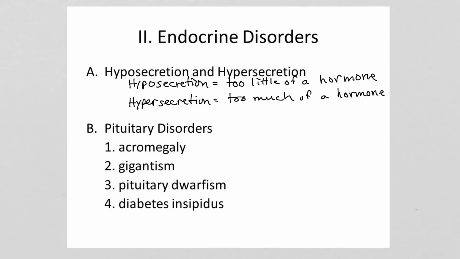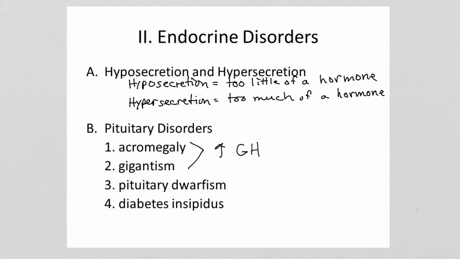For our rundown of the disorders based on their location, we'll begin with the pituitary disorders. The first two on the list are acromegaly and gigantism. These are both due to an increase or too much growth hormone. Acromegaly occurs in adulthood after the closure of our epiphyseal plates, whereas gigantism occurs during childhood, and we can see sort of the difference in this if we think about it, right?